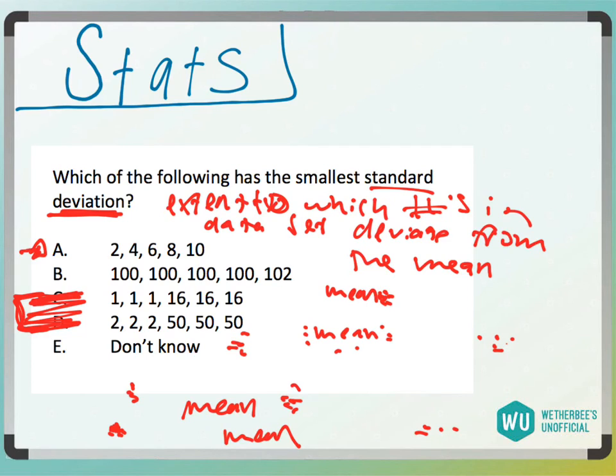So answer choice A is not going to have a huge standard deviation, but it does vary a little wider than something like answer choice B, where you have almost all the exact same numbers and one that's just a little higher, right? So answer choice B is definitely going to have the smallest standard deviation. All these numbers are going to be almost right on top of the mean.